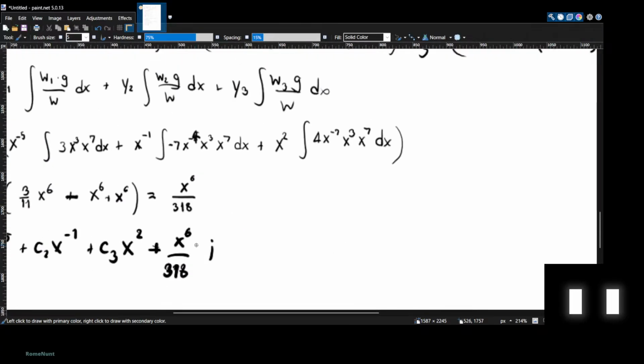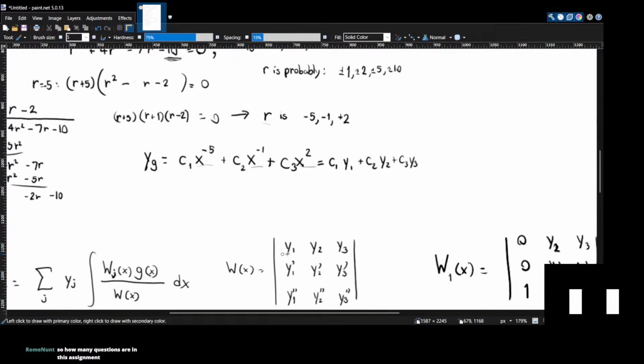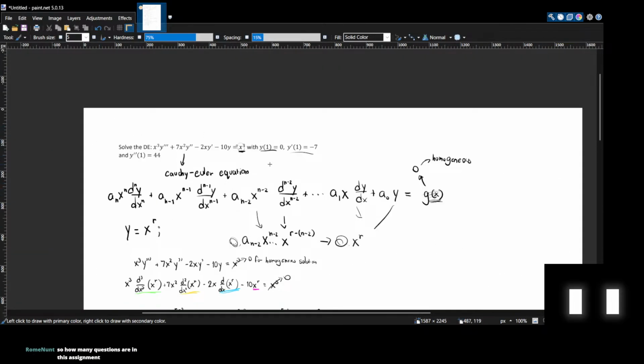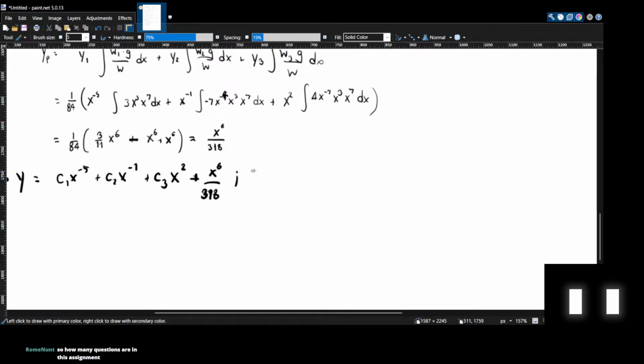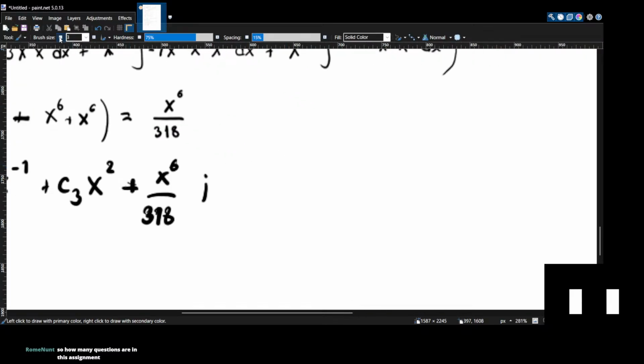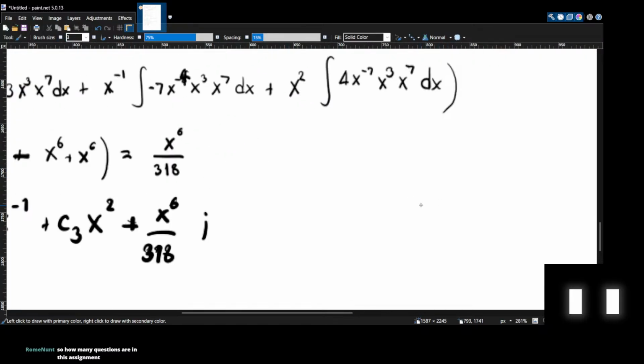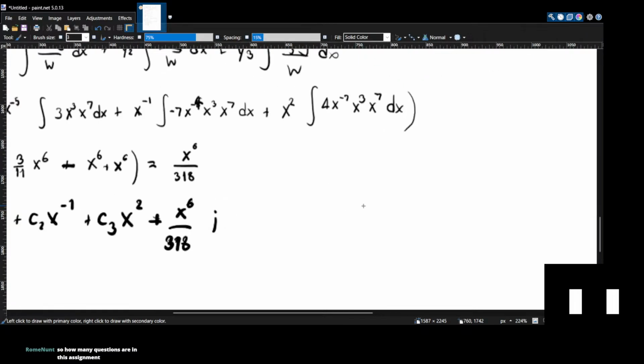So how many questions are in this assignment? Literally just this one. They tend to be pretty long, so I guess that's a mercy. That's a merciful thing. And then after this, I'm going to be dealing with a calculus 3 problem.